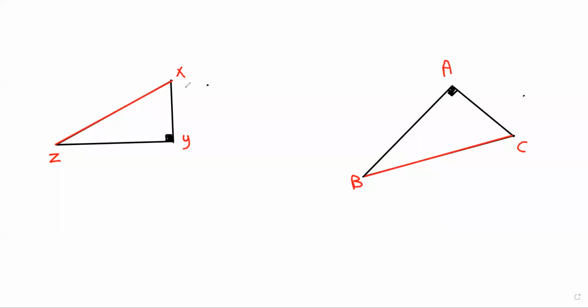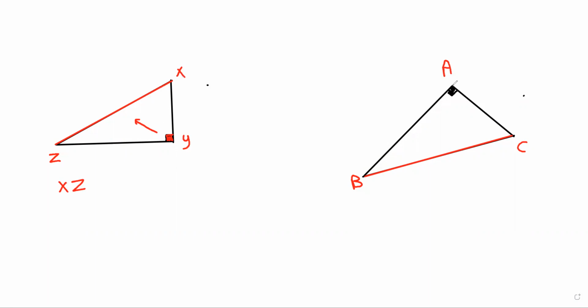The hypotenuse is the longest side in the right angle triangle. So in triangle XYZ, angle Y is the right angle. The side opposite to angle Y is the hypotenuse. So XZ is the hypotenuse, and XZ is the longest side in that triangle.